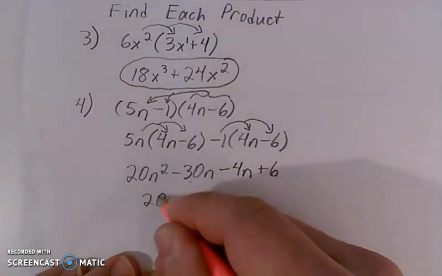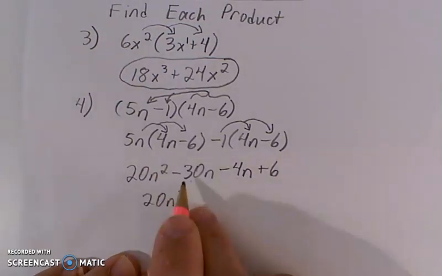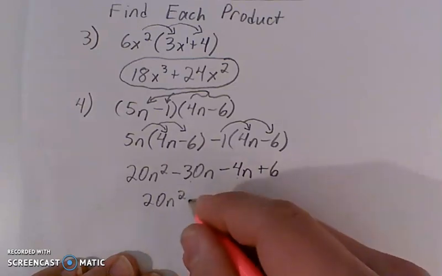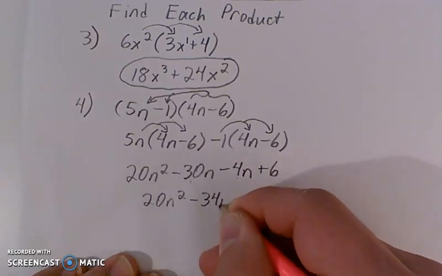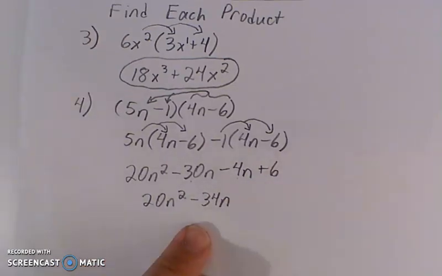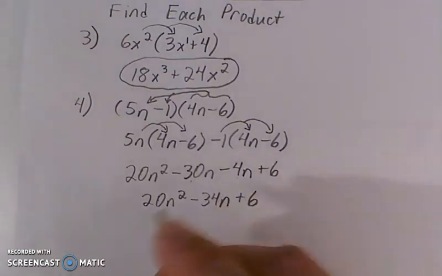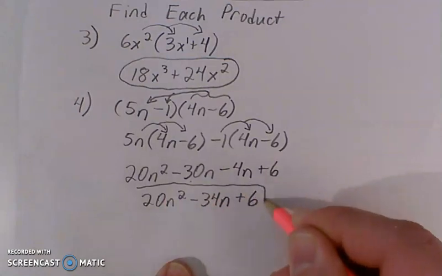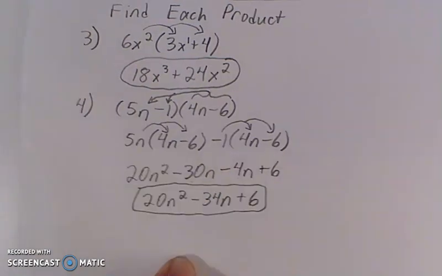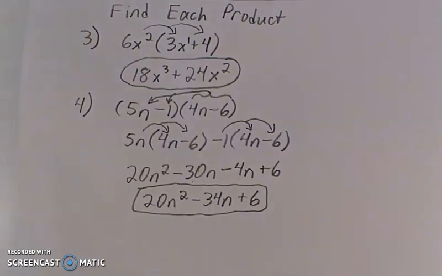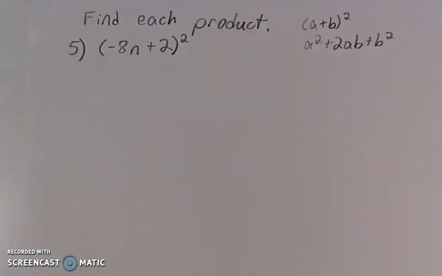So 20n squared. Negative 30n minus 4n will be negative 34n. Remember that your exponent doesn't change there when you're adding or subtracting like terms. And plus 6 is still at the tail end, and this is finished. We are simplifying. Don't try to factor it. You'd be undoing what you just did. We're still finding each product on 5 and 6.